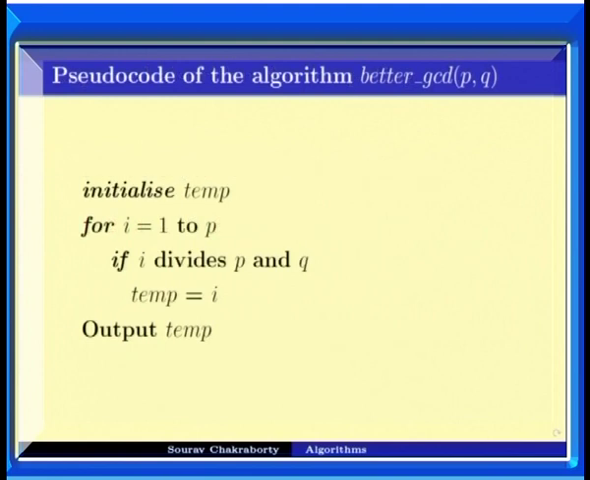Now, this is a simple algorithm and the pseudocode of this is also very simple. First, we initialize a variable temp and we have not put any value into this variable temp yet.